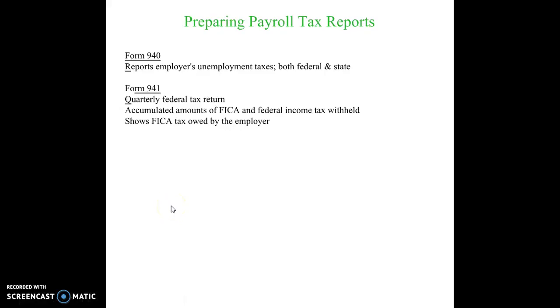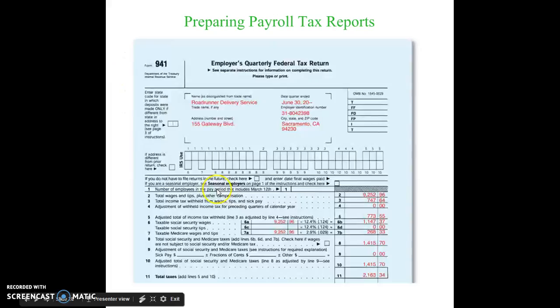The 940 form. This is going to report employees' unemployment taxes for both the federal and the state. Form 941 is a quarterly federal tax return. This accumulated amounts of FICA and federal income tax withheld. It shows FICA tax owed by the employer. Again, just examples of different tax forms. Here's an example of a 941.